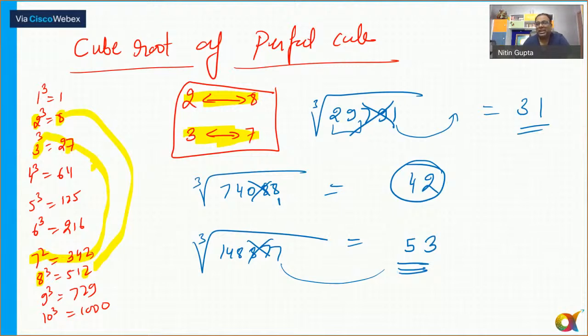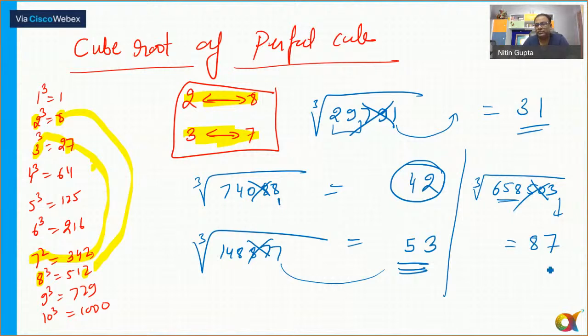All right. Let's say I need to find out the cube root of something like 658503. 3, so it will end with 7. Neglect the next two. Now 658. 658 is between 8 cube and 9 cube. You can see here, 8 cube is 512, 9 cube is 729. So it is between 8 and 9. So the answer is 87. And that's it.